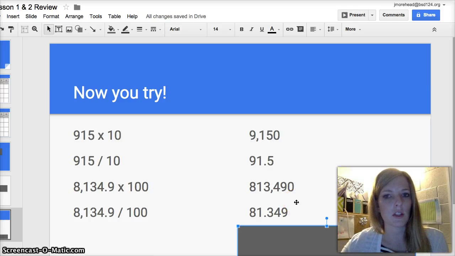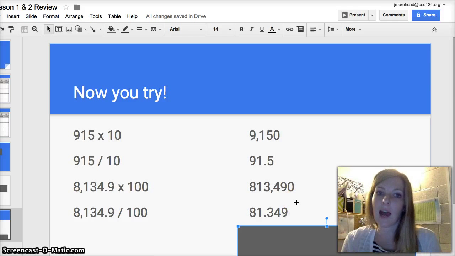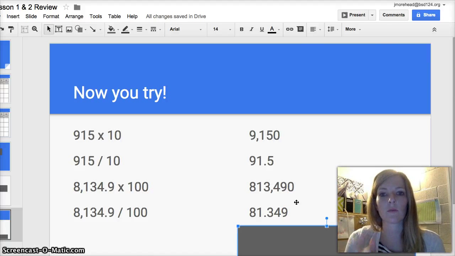Okay, so I want you guys to try using the hops of the decimals, movement of the decimals, rather than the place value chart if you feel really comfortable with it. That's where we're going with this.